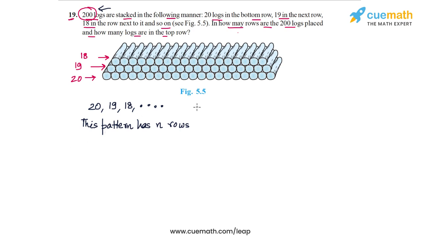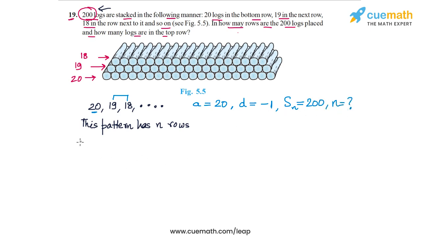Alright, so what do we have? We have the first term of the arithmetic progression, that's 20, the number of logs in the first row. We also have the common difference. The common difference is -1, the difference between any pair of consecutive terms. And we also have the sum of terms up to the nth term. We have Sn, this is equal to 200. And what we have to do is find the value of n.